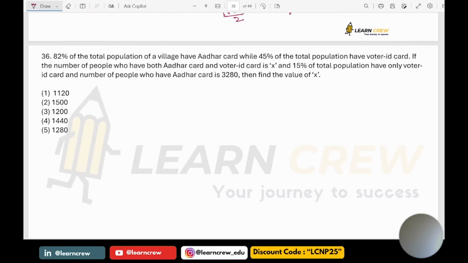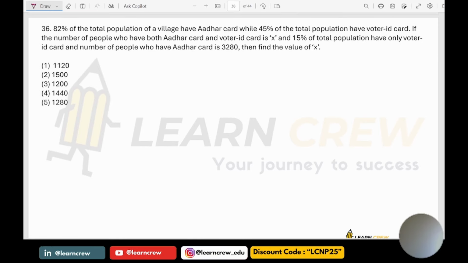Next, 36. 82% of the total population of a village have an Aadhaar card, while 45% of the total population have a voter ID card. The number of people who have both Aadhaar card and voter card is X, and 15% of the total population have only voter ID, and the number of people who have an Aadhaar card is 3280. Then find the value of X.